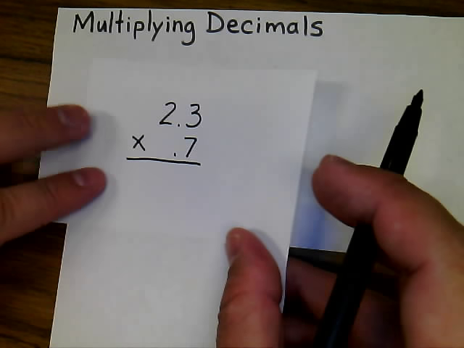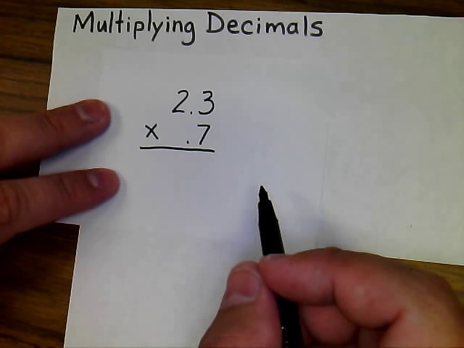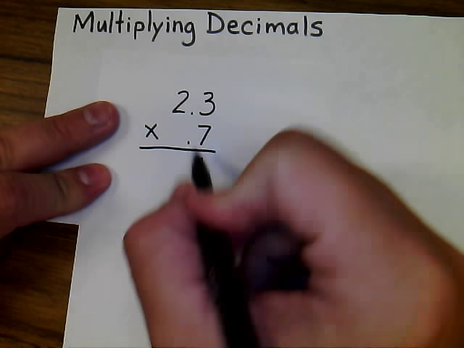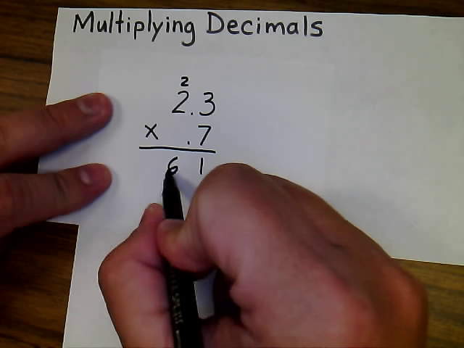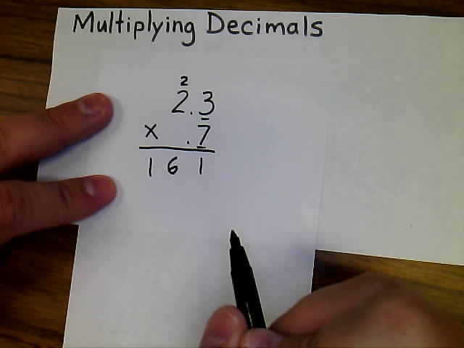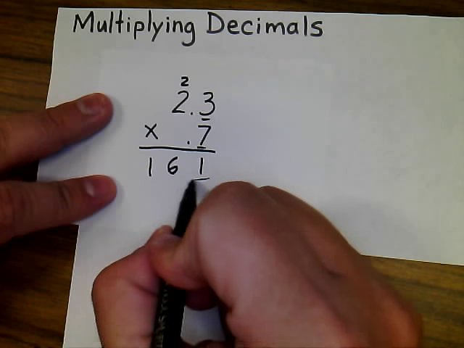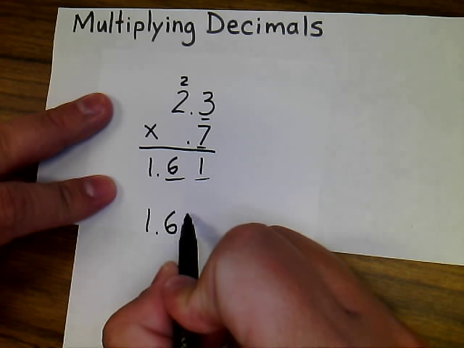In this example, both factors have a decimal. We can multiply this the same way we would have multiplied 23 times 7. 7 times 3 is 21, carry the 2. 7 times 2 is 14, plus the 2 is 16. Now, because we have 1, 2 decimal places in our factors, we're going to have 1, 2 decimal places in our product. Our answer will be 1.61.